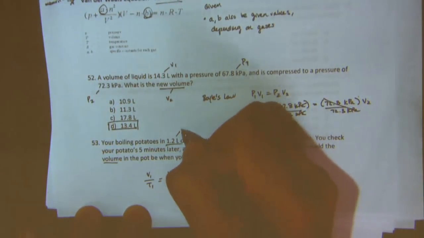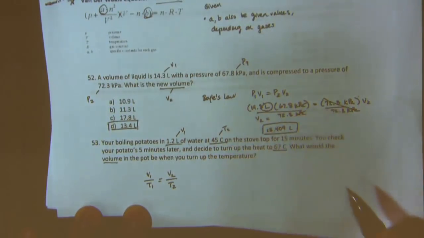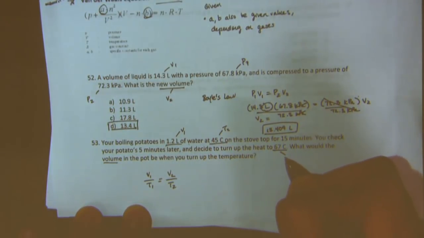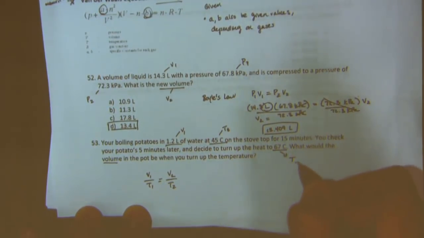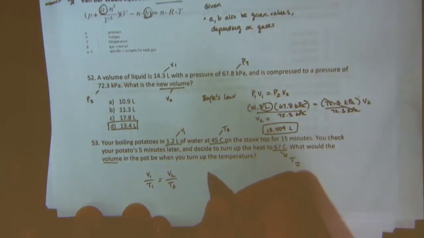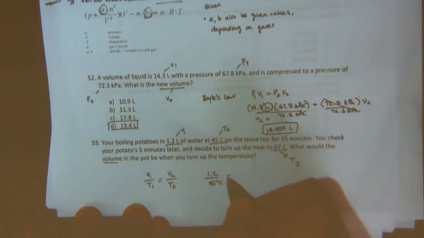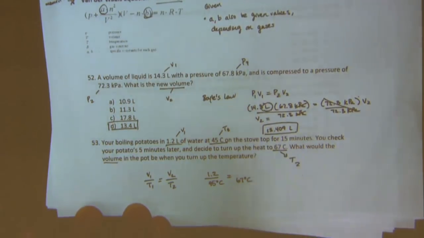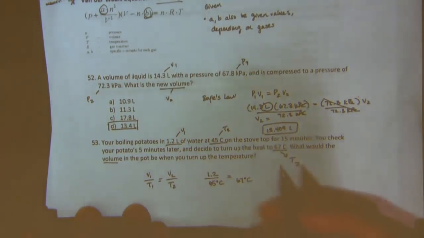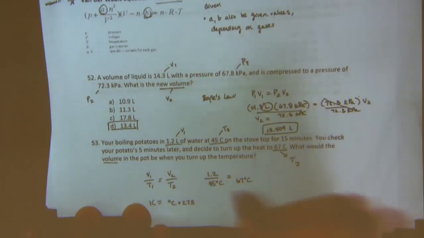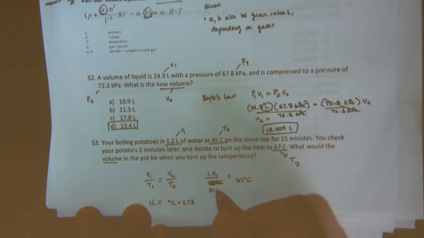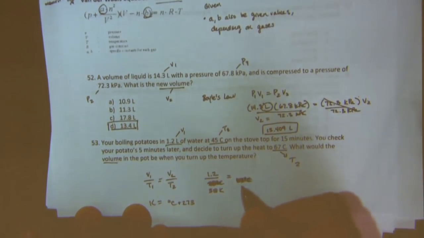So this would represent our V1, and this would represent our T1 and T2, okay? So we would set this up like this, right? Is that correct? What did I have to do? Kelvin, right? So remember, degrees Celsius plus 273 is Kelvin. So when we do that, I'll replace this with 318, and I'll replace this with 340.